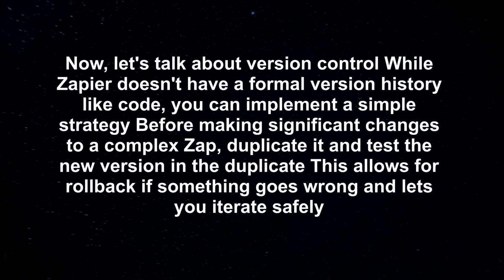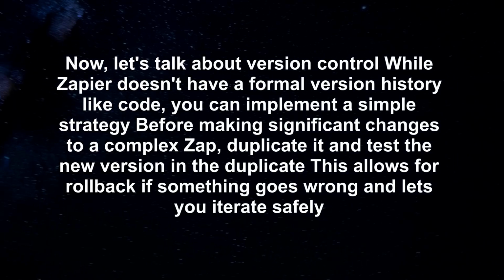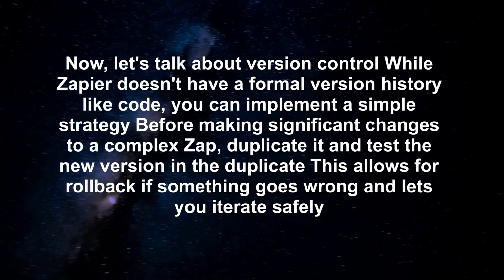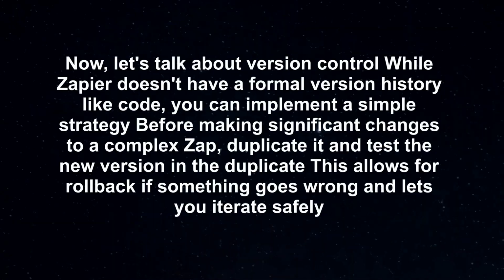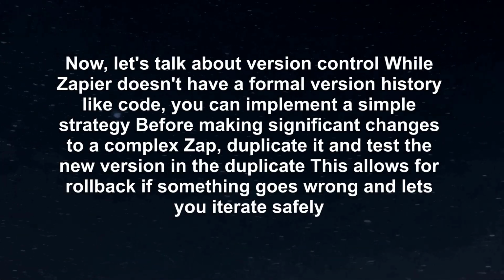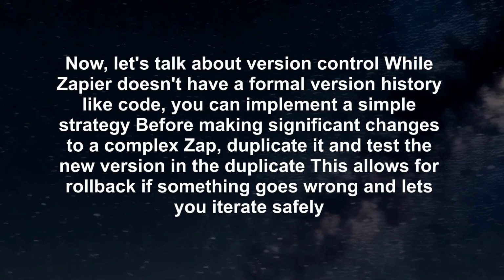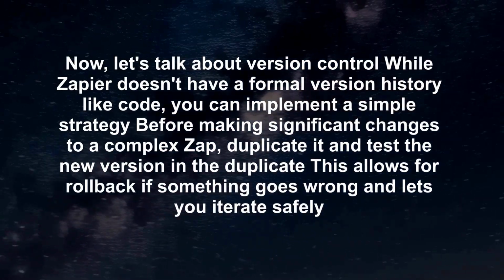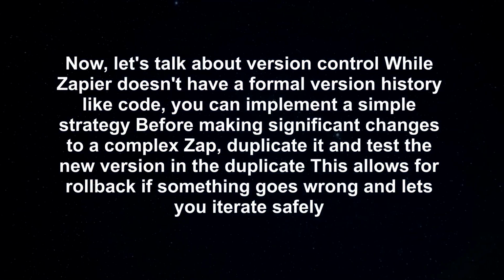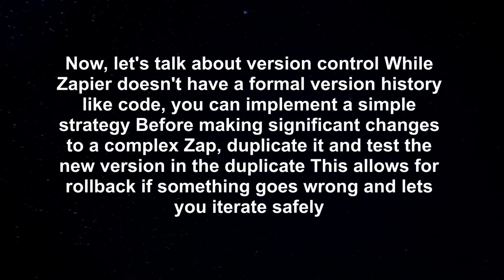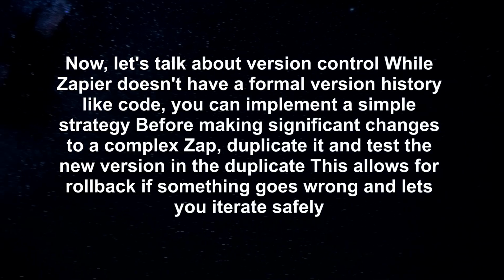Now, let's talk about version control. While Zapier doesn't have a formal version history like code, you can implement a simple strategy before making significant changes to a complex Zap. Duplicate it and test the new version in the duplicate. This allows for rollback if something goes wrong and lets you iterate safely.